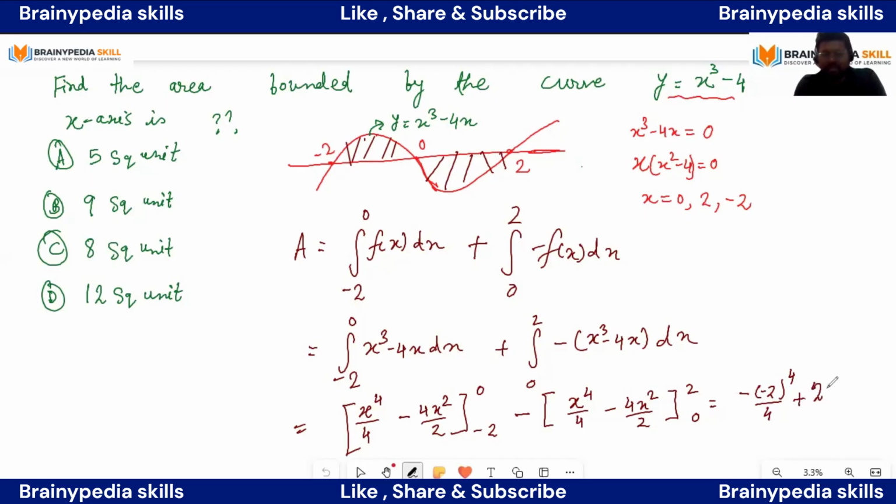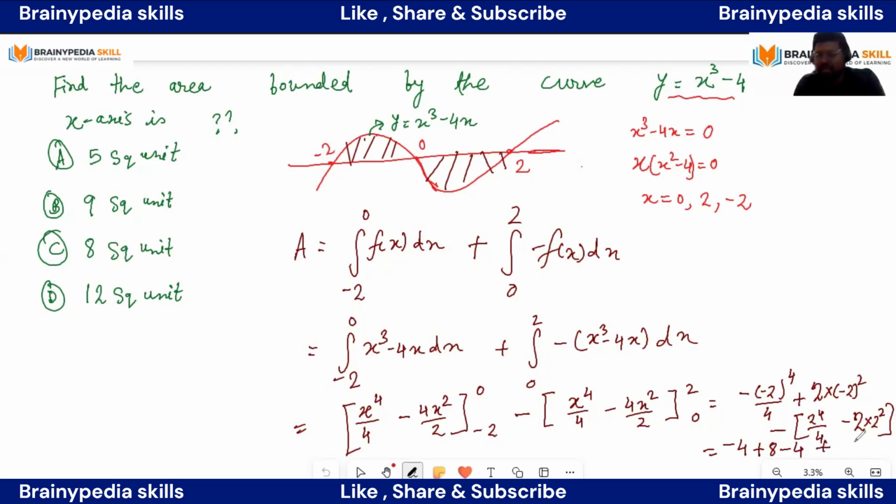2 to the 4, so 2 times minus 2 whole square. Now minus is already there. 2 to the power 4 by 4 minus 2 times 2 square. Just solving it out, like minus 4. This one will give you minus 8, I guess, isn't it? Sorry, plus 8. Yeah, this one you will get again 4, so minus 4 only.